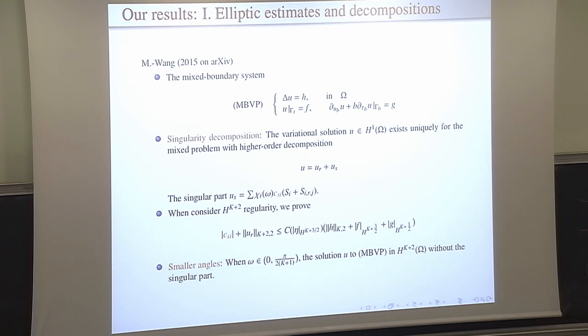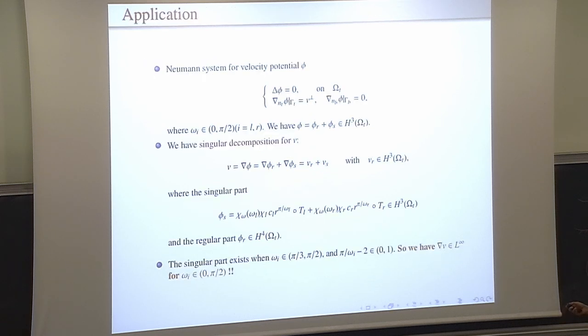And here is the smaller angle case, because we say that a smaller angle needs higher regularity. So if you want this mixed boundary problem to be in H^{k+2}, then you can constrain the contact angle to be like this. So smaller angle, higher regularities, at least for elliptic system solutions. Okay, that's the elliptic analysis part.